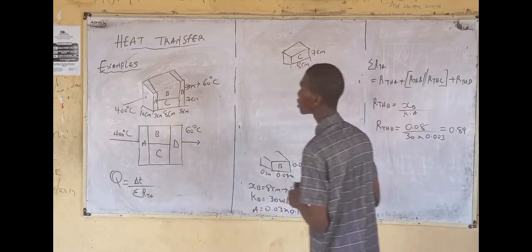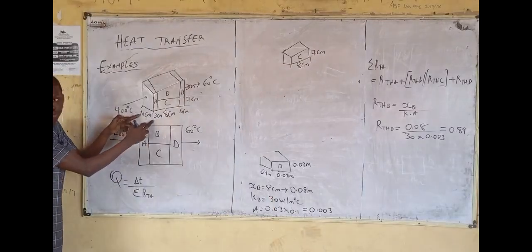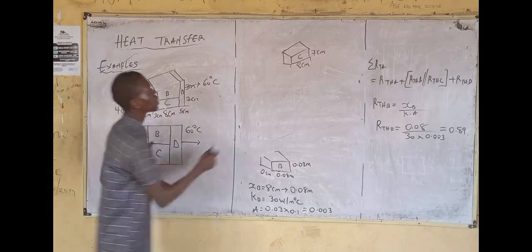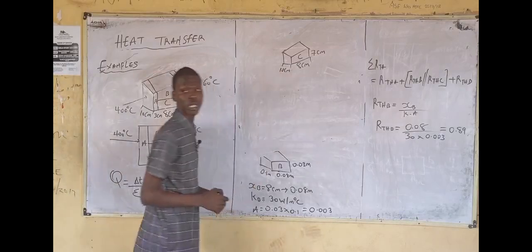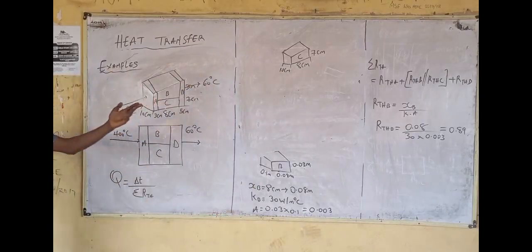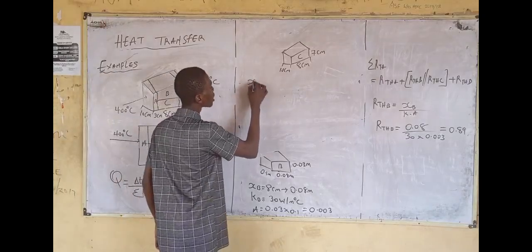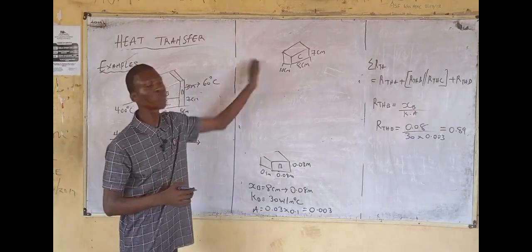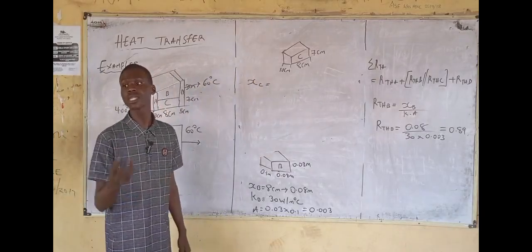Then from here to here, observe, 10 will be constant. 10 will be constant all through for each wall. This one is 10 centimeter. Any question? No question, right? Now, from here, the thickness of wall C in meter will be what?